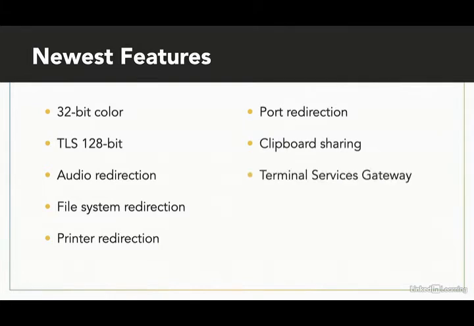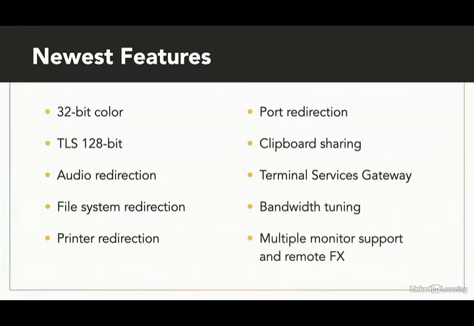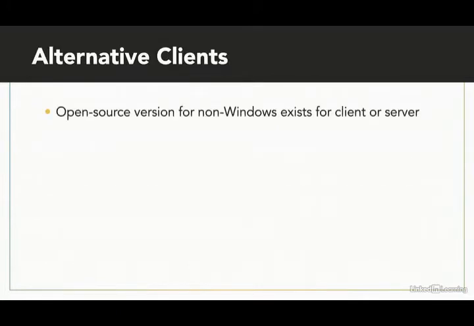Terminal services gateways now allow a client to connect via TCP port 443 to an IIS server. This will proxy a client to an internal terminal server. Bandwidth tuning for WAN connectivity, multiple monitor support, and Remote FX was introduced in Windows Server 2008 R2 SP1 to include virtualized GPU support. Like most popular software packages, there are open source versions for non-Windows operating systems like Linux and Mac. This covers both client and server versions.